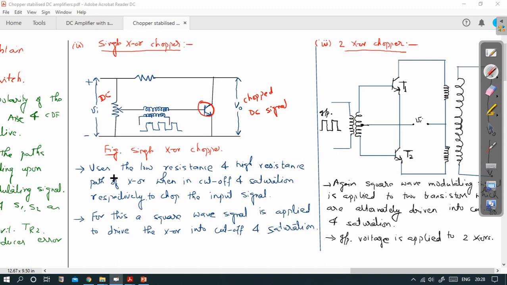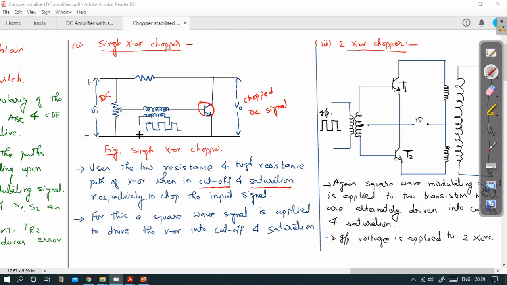So it uses a low resistance and high resistance path of the transistor when in cutoff and saturation. The transistor will enter into cutoff and saturation alternately, so either it will be a short or an open circuit, depending on the signal that is fed into it and its biasing conditions. For that, one square signal is used here to drive this transistor into the cutoff and saturation regions.